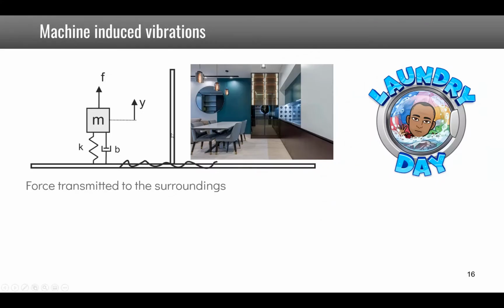So to illustrate the problem of machine-induced vibration, consider, for example, a building where you have a machine that is rotating and so creating a force, which is then transmitted to the floor and the surroundings and into people's apartments. This is the example, for example, of a washing machine.